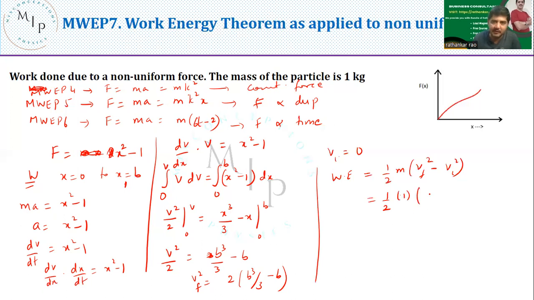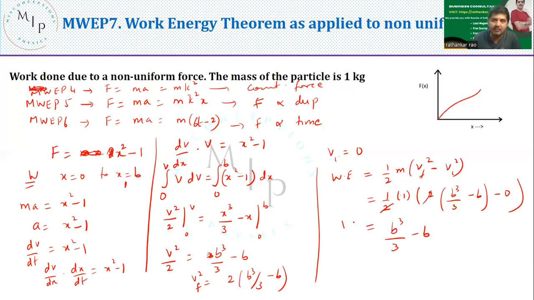Vf square. What is Vf square? 2 into b cube by 3 minus b, minus 0. What is minus 0? Vi square. I put this value Vi equal to 0 because at x equal to 0, the particle started from rest. So therefore, now this 2 and this 2 goes away. So I am left with b cube by 3 minus b.